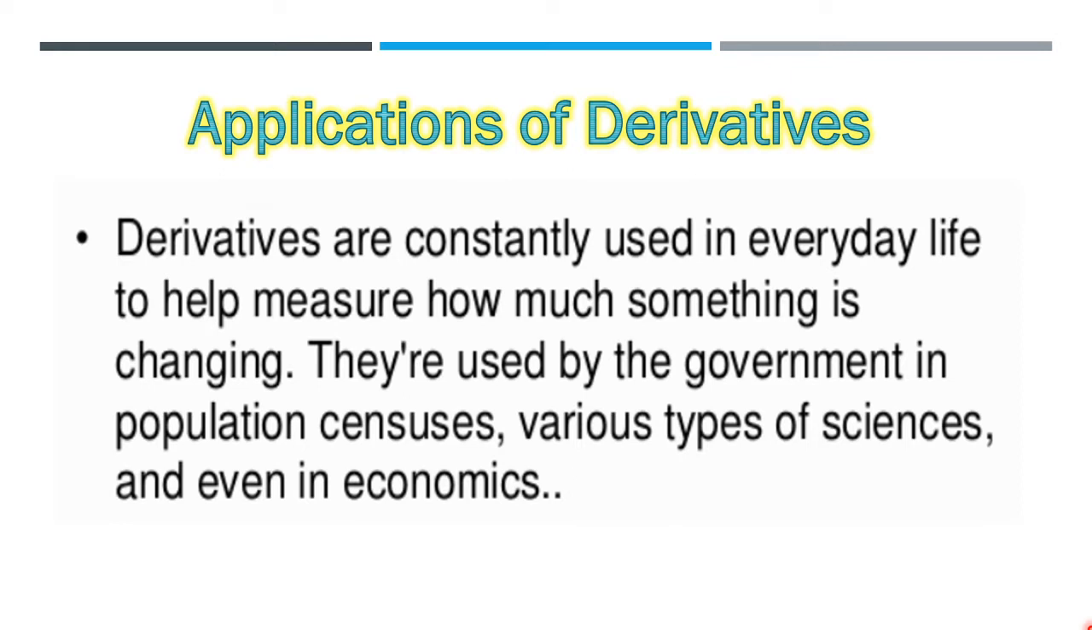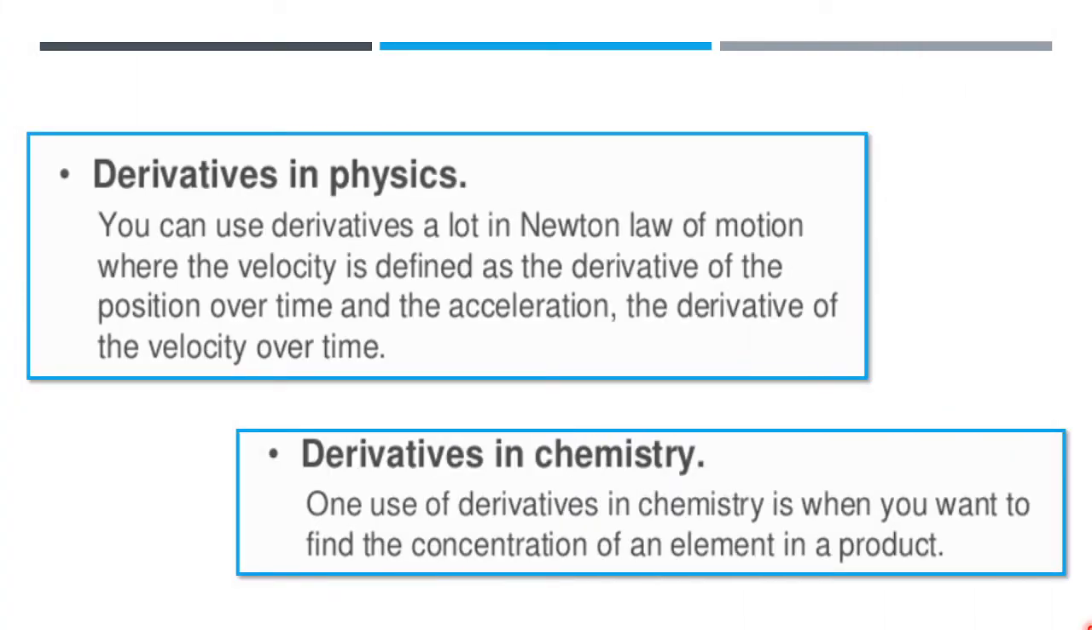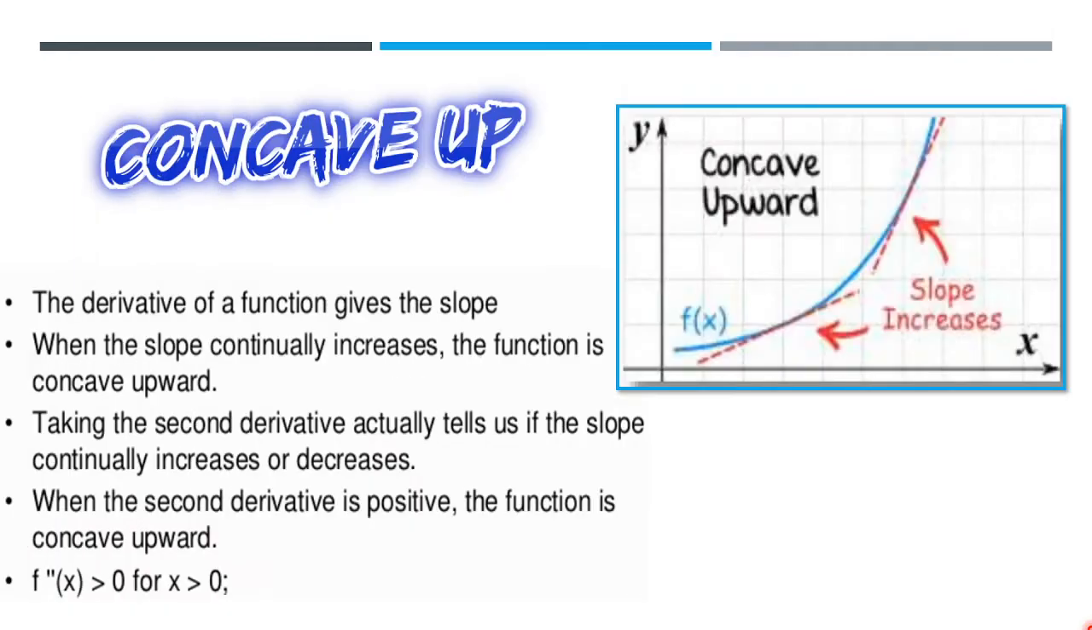So another example, we can say these applications of derivatives are used by the government in population censuses, various types of sciences, and even in economics. Derivatives are very useful in physics as well as in chemistry also.